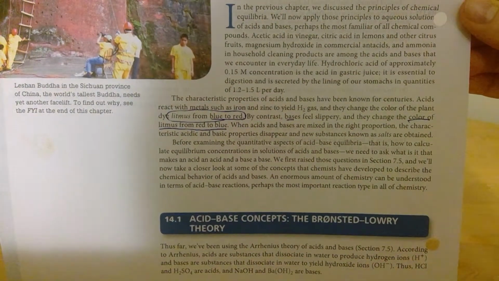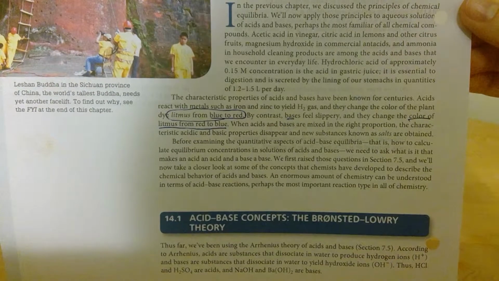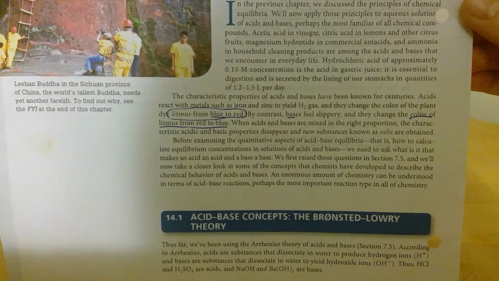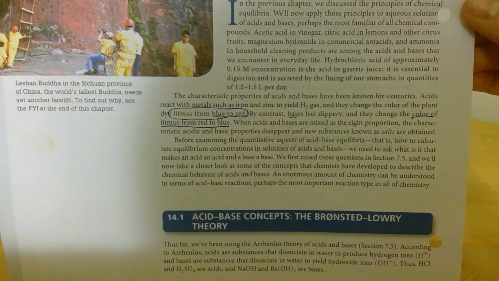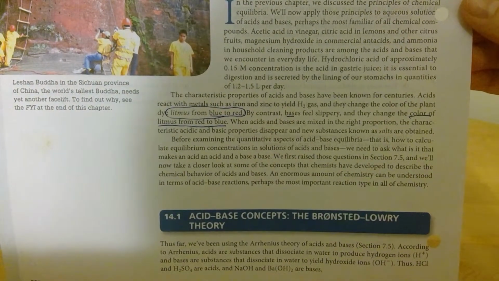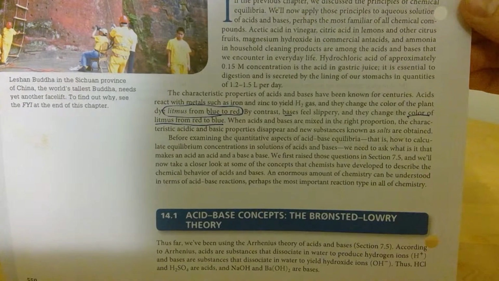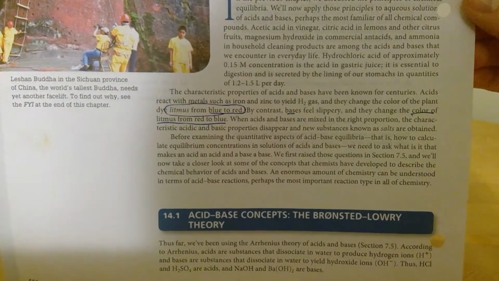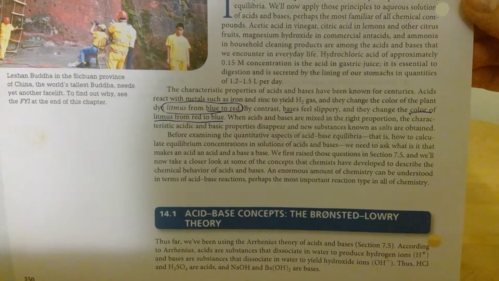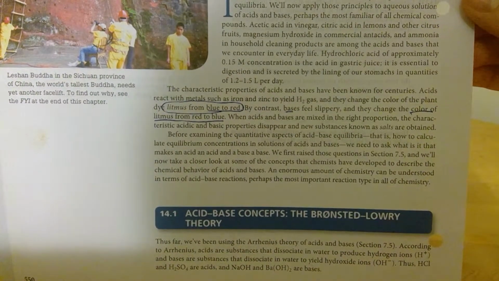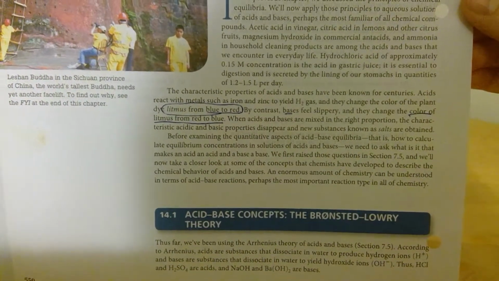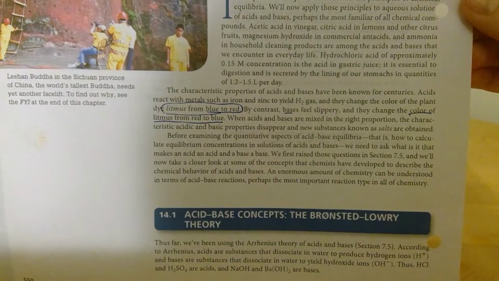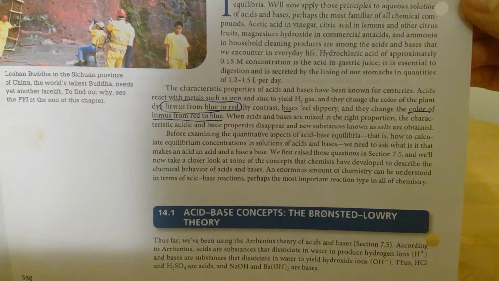Before examining the quantitative aspects of acid-base equilibria, that is, how to calculate equilibrium concentrations in solutions of acids and bases, we need to ask what it is that makes an acid an acid and a base a base. We first raised those two questions in section 7.5, and we'll now take a closer look at some of the concepts that chemists developed to describe the chemical behavior of acids and bases. An enormous amount of chemistry can be understood in terms of acid-base reactions, perhaps the most important reaction type in all chemistry.